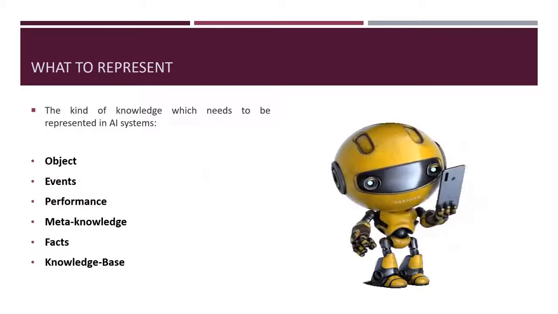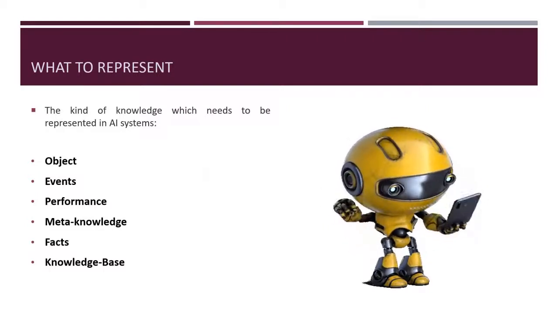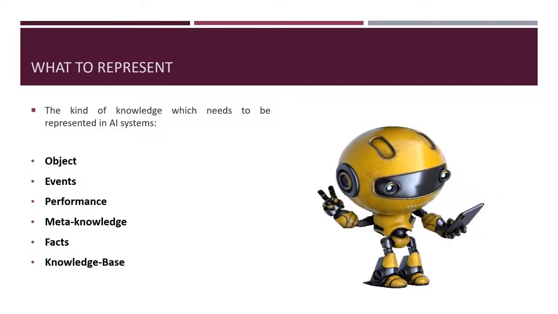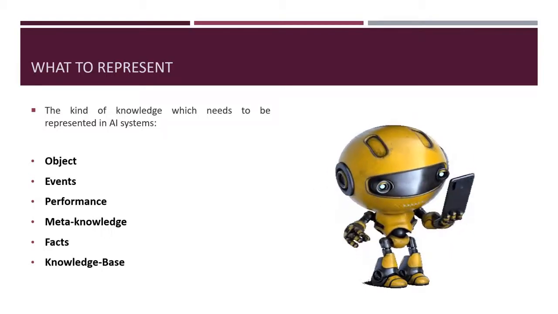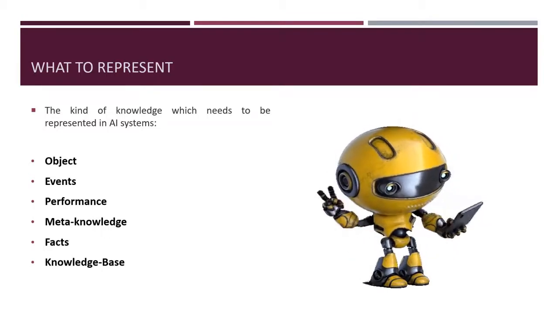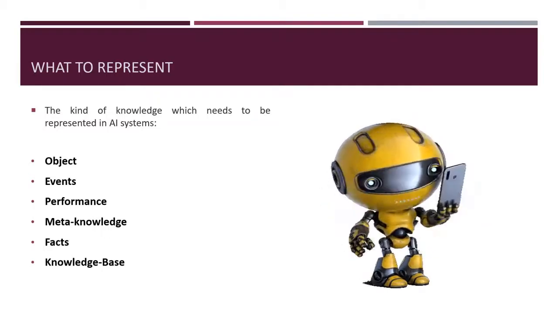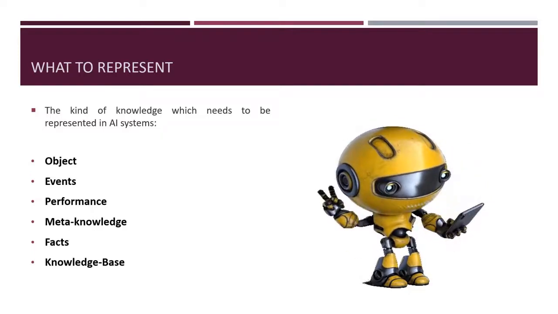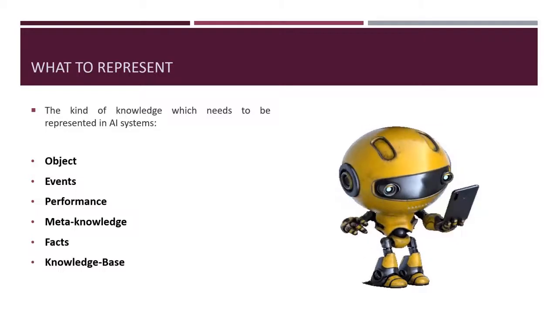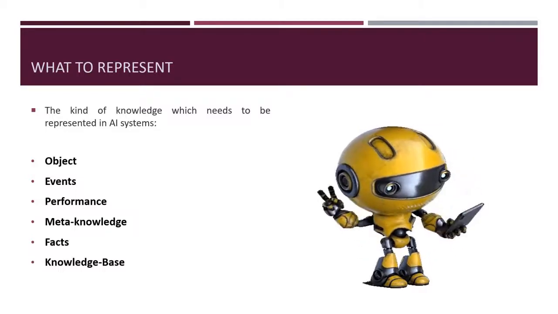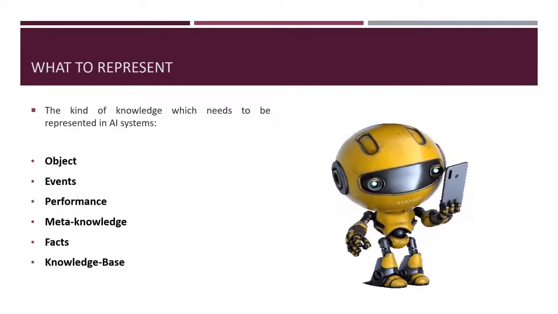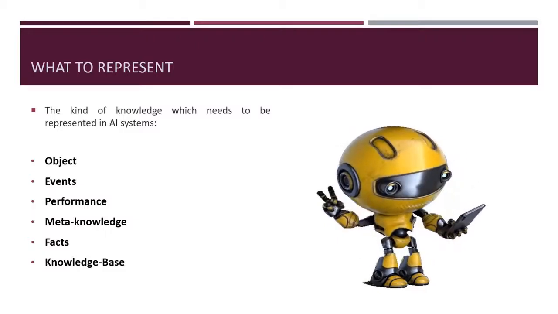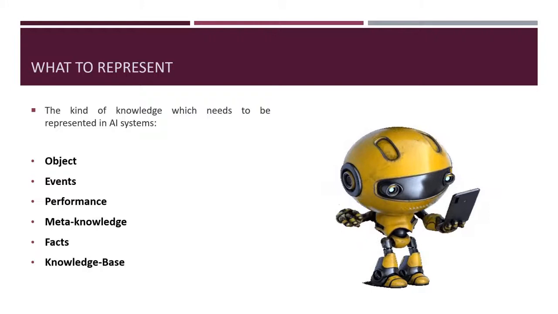What is represented? There are some types of representations in artificial intelligence. The first one is object. All the facts about objects in our world are a domain. For example, the guitar containing strings, brass instruments, etc. The next one is events. Events are the actions which occur in our world.